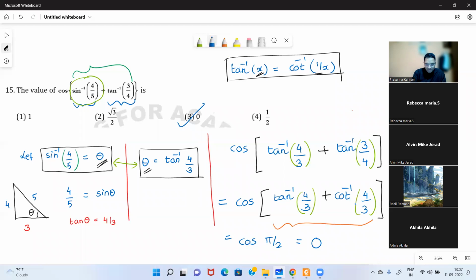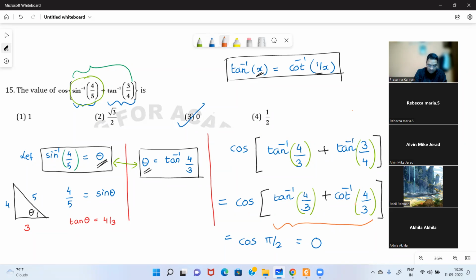Let me repeat this once more. You have cos of sine inverse 4 by 5 plus tan inverse 3 by 4, two different functions. So it's best to express one function in terms of the other. Usually we know the formula for tan inverse x plus tan inverse y very well. Therefore, we will convert the sine inverse in terms of tan inverse. Observe this procedure very carefully because it is going to be involved in many sums in inverse trigonometry. It will help you in your PU also.